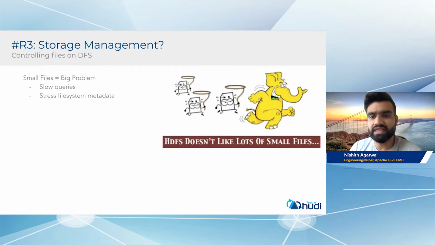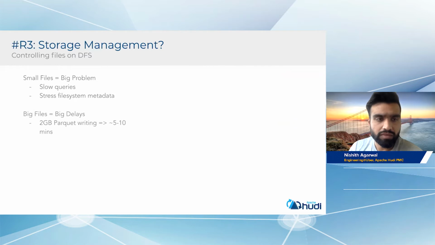In some cases like HDFS, small files are a problem, and they stress the file metadata. In some systems, you want to write big files, but then writing big files takes time. For example, if you're writing a 2 GB file in a file format like Parquet, it would take about 5 to 10 minutes, depending on a fairly medium to complex schema.